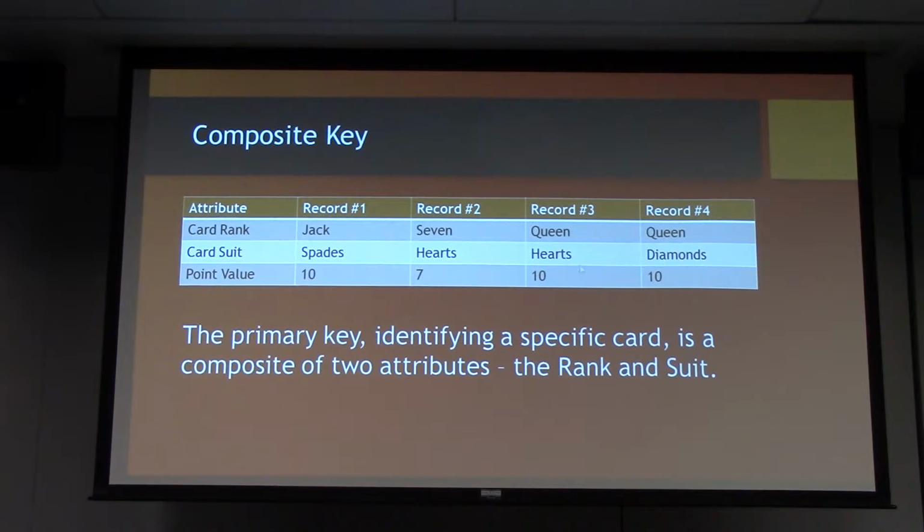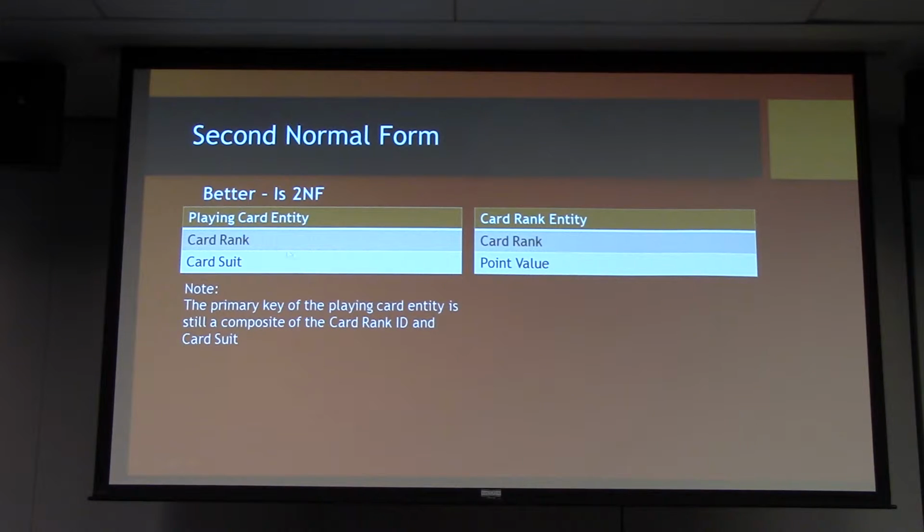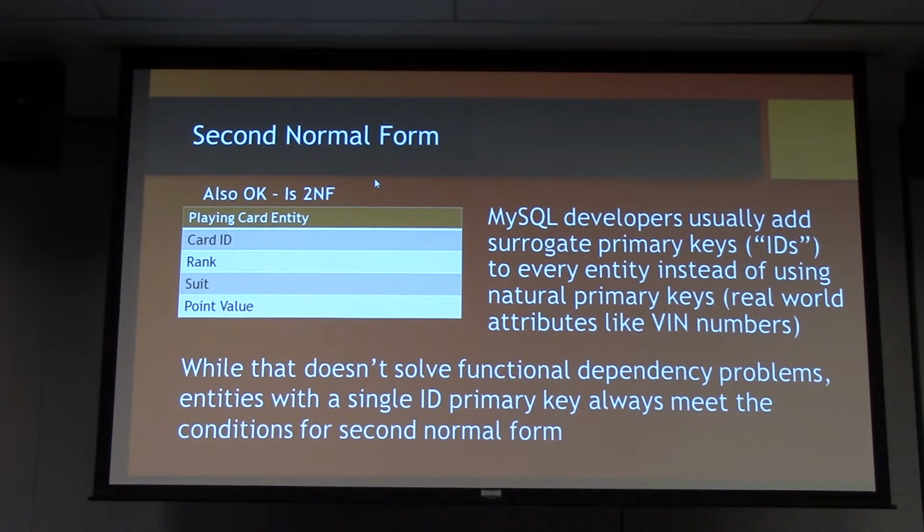This illustrates that problem. We can see here there's a duplicate, queen, queen, 10, 10. So that is not in second normal form, and here's the fix: move the point value out and use the card rank as the primary key in the entity where we assign the point value. And we can still have our playing card entity where our rank and suit are the primary key, and we have other attributes here. Or we could add in that card ID as well, and that would work as well. Okay.